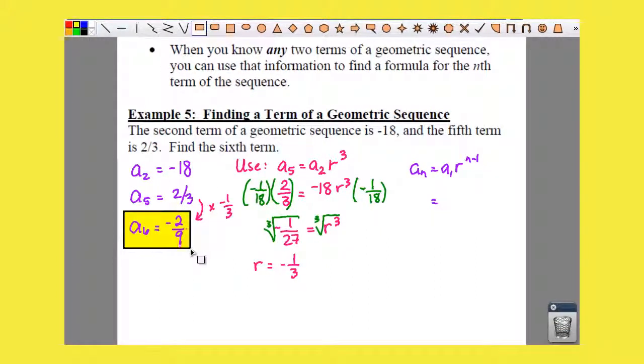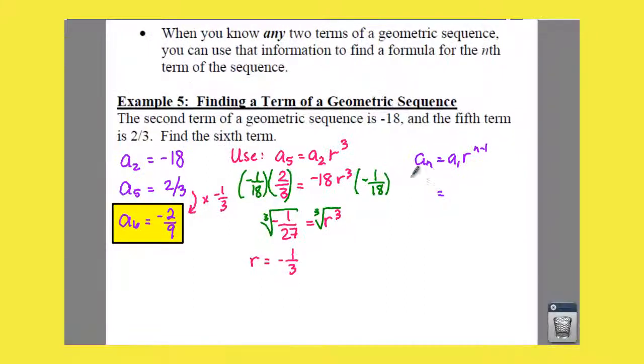Now say it wasn't your sixth term, maybe it was your 8th or 12th term you had to find, then maybe you plug these values into your equation. You say, well, a sub n is equal to negative 18, and our ratio is a negative 1/3 to the n minus 1, and that's the formula you're going to use to find any other term.